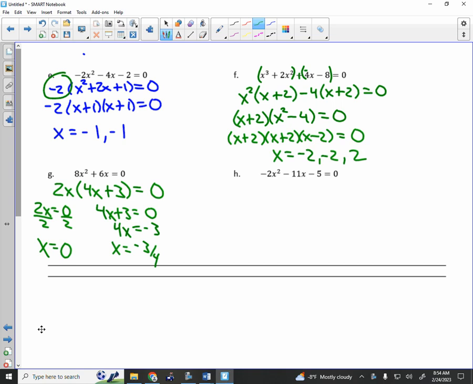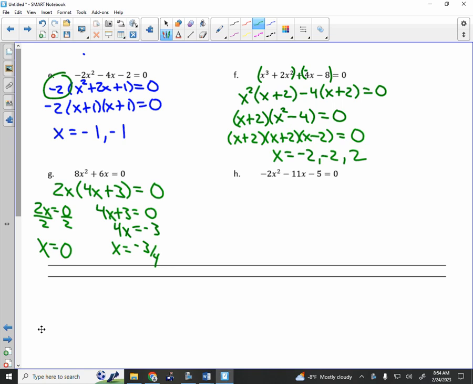So those are mistakes that people make. You can always check your answer by plugging them back in. And it should make sense to you. If you plug in 0, you get 0. But for this one up here, if you plug in 0, you wouldn't get 0. You get negative 2.